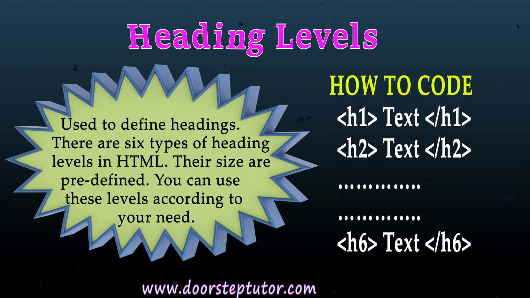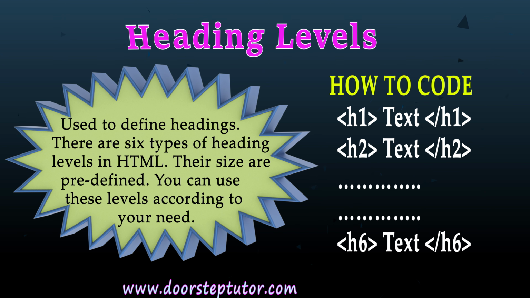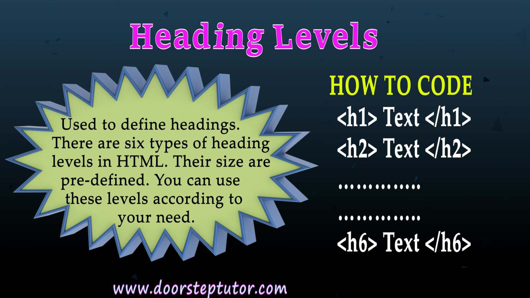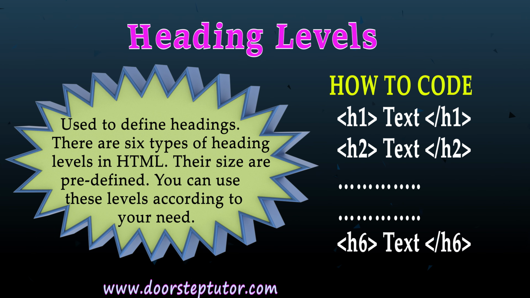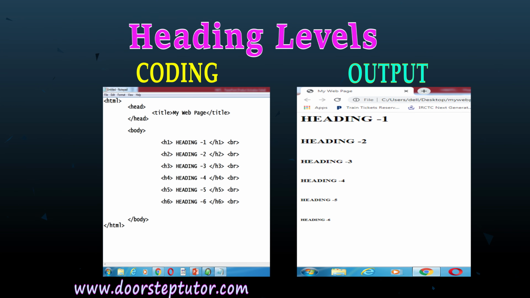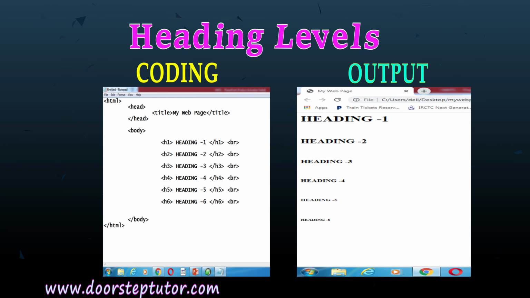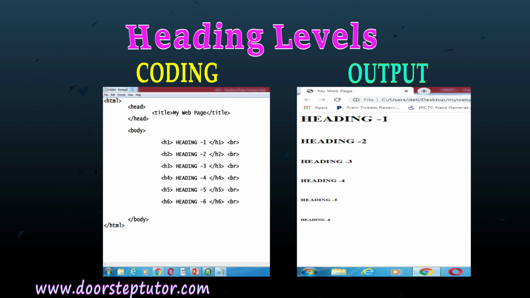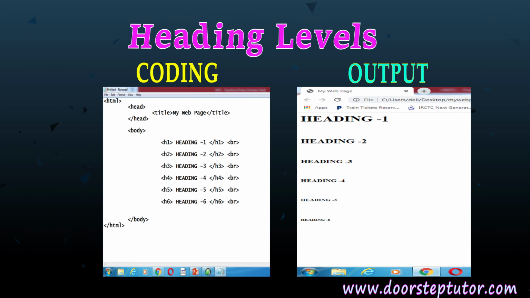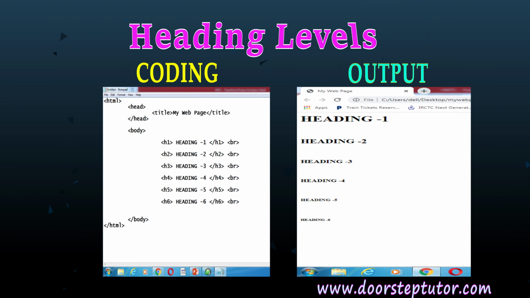H1 will have the biggest size, then H2 will have somewhat smaller text. So this is the output. I have taken all the heading levels, H1 to H6. H1 will have the largest font size, then going downwards H2, H3, H4, and H6 will have the smallest font size. So these are the different heading levels, H1 to H6, total 6. So this was all about some basic concepts related to HTML.